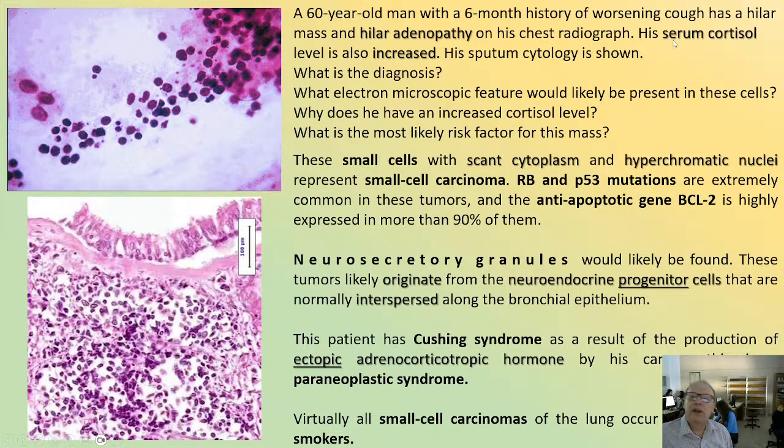And here the serum cortisol was increased, not the ADH, as we saw in the previous case, the cortisol. How can this be justified as a paraneoplastic tumor? If you have increased amounts of cortisol in your blood, Cushing's syndrome is established. So, what do you think?